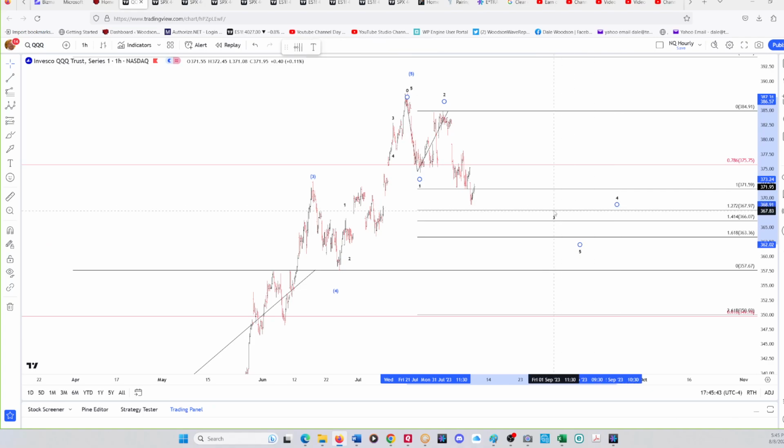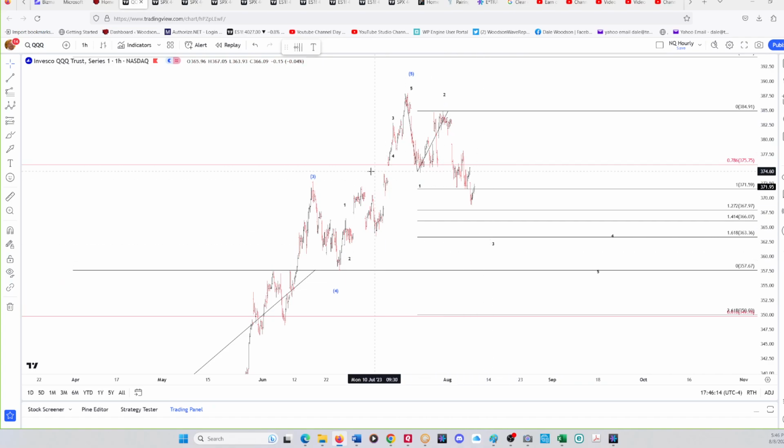Let me get these guys out of the way. 3 can take on any of those multiples, including the further one. Right there's 1 down. There's 2 up. 3 hit the 1-to-1 or 100% extension, excuse me, and there's the other ones that went close to the 1.272. The 1.414 is at 366, and the 1.618 is down there at 363.36. So that's what we're looking at there. It's good that it crossed below that wave 1 high.